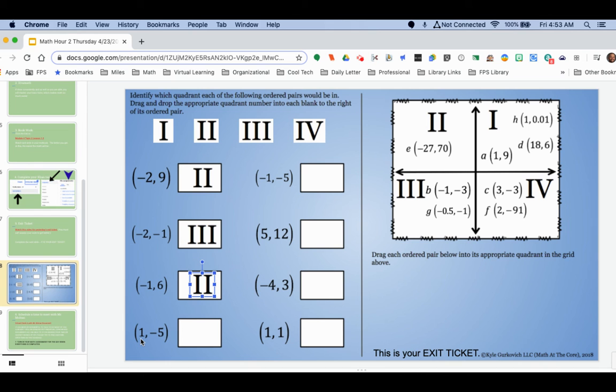This last one in the first column is (1, -5). The first number is positive, and I could go to the origin, (1, -5), so it would be in quadrant 4. I can do that for each of them as well. But there's a pattern that I want to pay attention to, and that'll help me with my work for today too. (-1, -5), so it goes in quadrant 3. Both numbers are positive, so positive and positive right here, quadrant 1. Negative and positive, that's quadrant 2. And positive and positive, that's going to be quadrant 1.